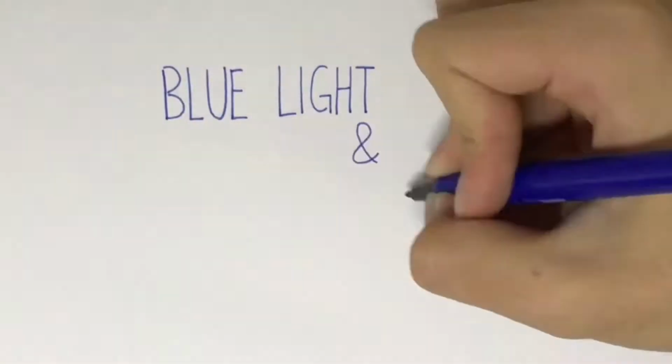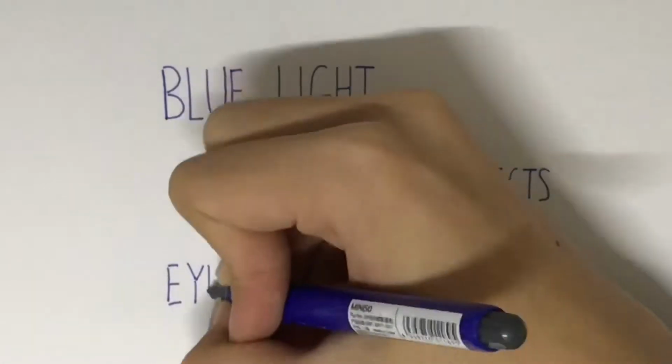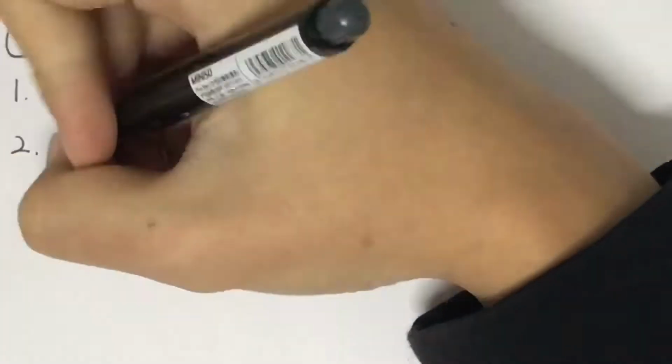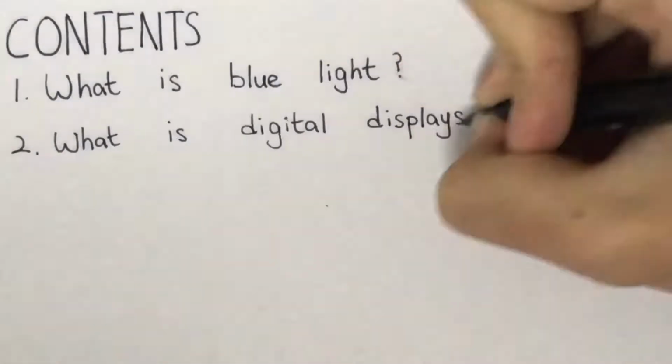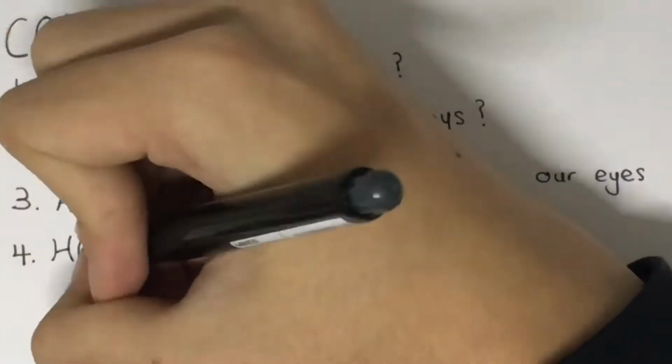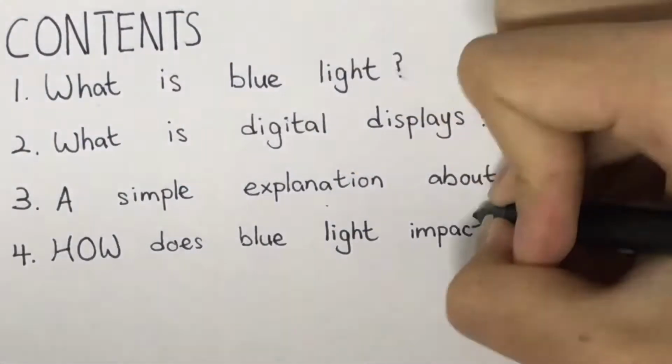Blue light and its effects on our eyes. In this video, I'll be talking about the following contents. What is blue light? What are digital displays? A simple explanation of our human eye. How does blue light impact our eyes? So, what exactly is blue light?